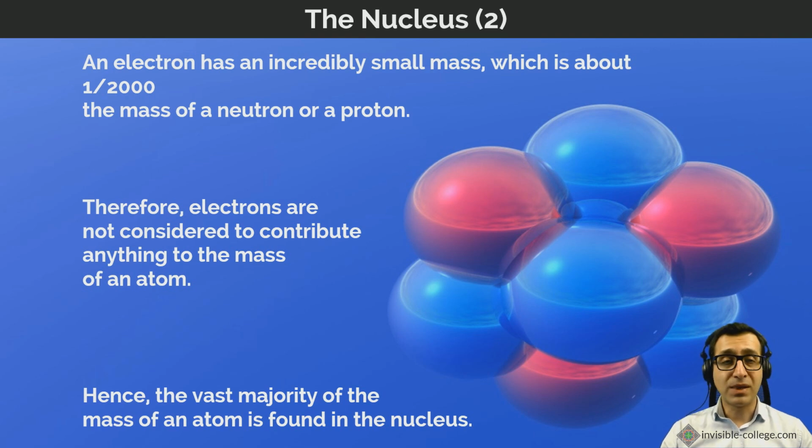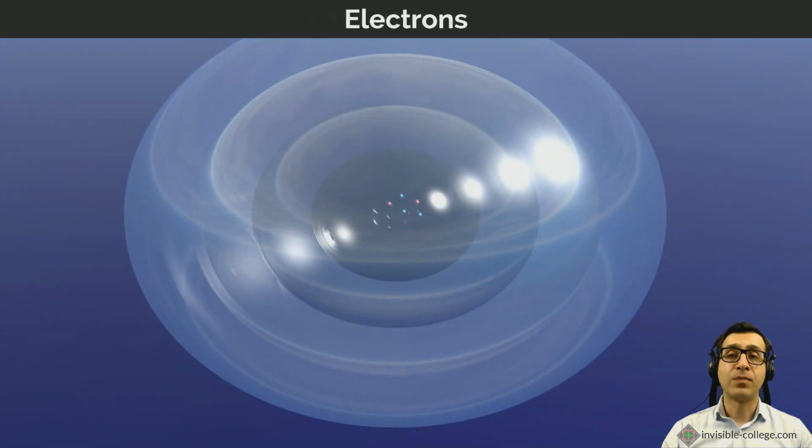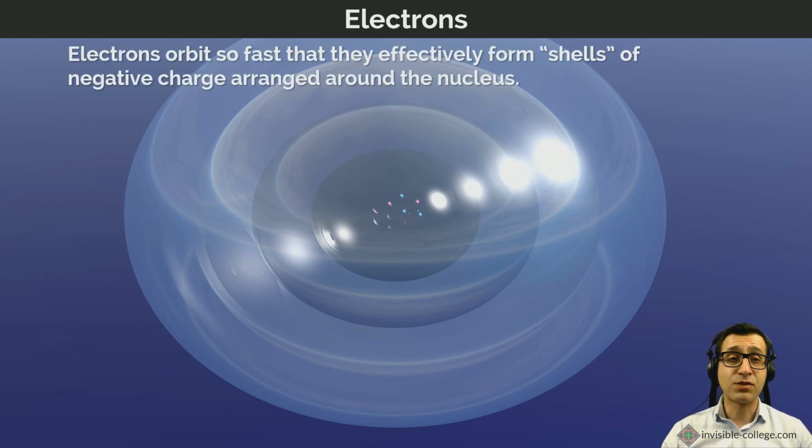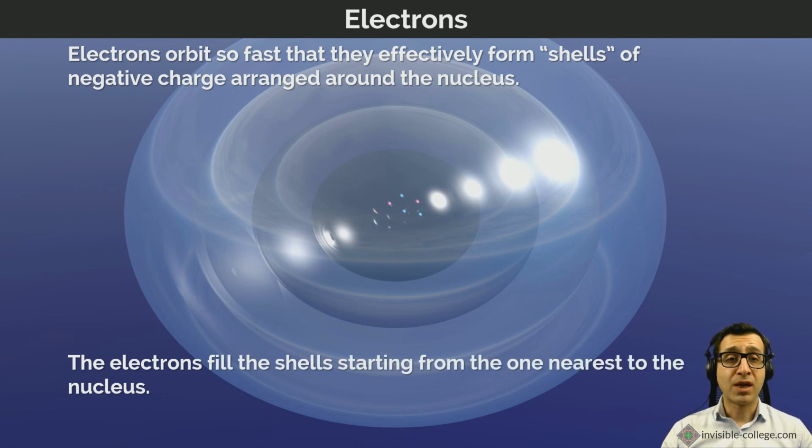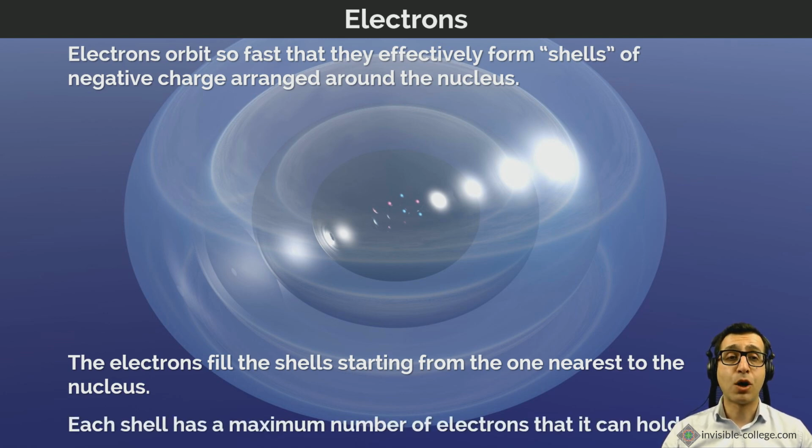Now the electrons again can be modelled as either particles or waves, but in either case they are moving extremely quickly. So the electrons orbit so fast around the nuclei in those concentric energy levels that they effectively form shells of negative charge which are arranged around the nucleus. Now the electrons will occupy the shells starting from the lowest energy level, the one nearest the nucleus, outwards. And each shell, as you saw in GCSE chemistry, has a maximum number of electrons that it can hold.